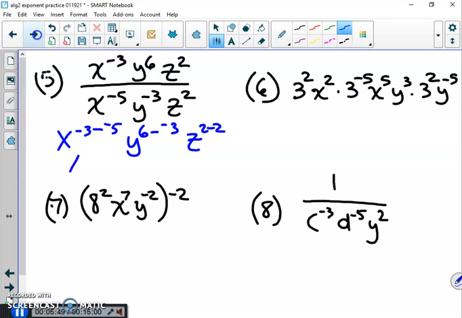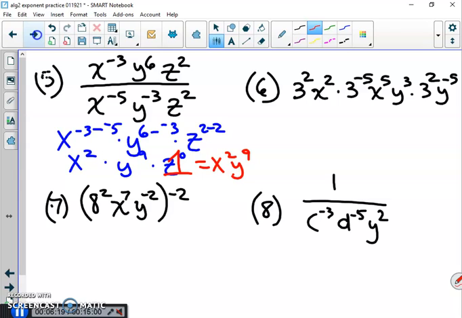So the x ends up being a positive 2. -3 minus -5 is positive 2. The y, the exponent, is positive 9. And the z, the exponent, is 0. Because we have an exponent of 0, assuming z does not equal 0, we replace that with a 1. So the final answer here is x squared y to the 9th.